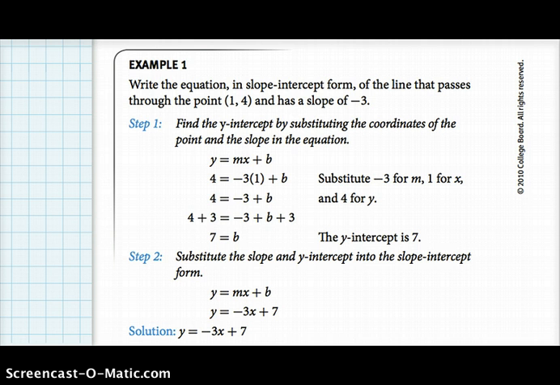This is where a lot of you were getting into trouble with your quiz with your direct variation equations. You would find the constant of variation and you would stop. No, look at step 2. Substitute the slope and the y-intercept into slope-intercept form. So they went back to the definition, put in m, put in b, and x and y stay x and y.